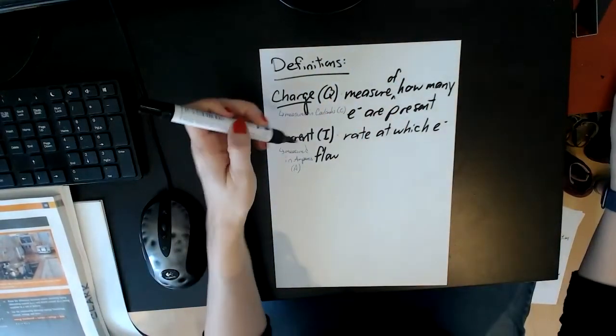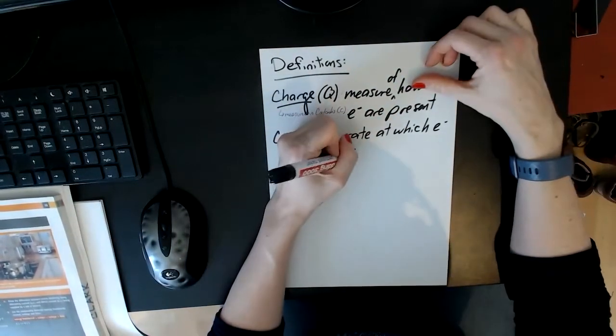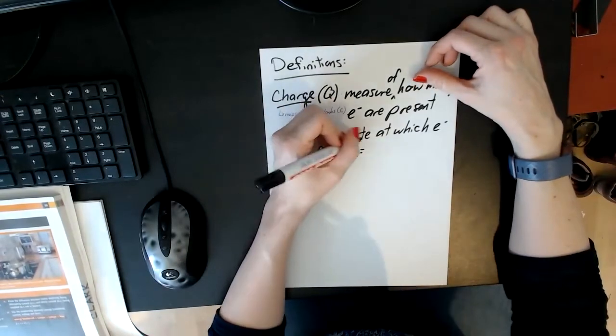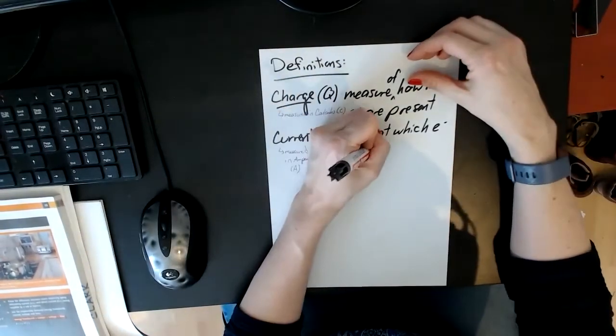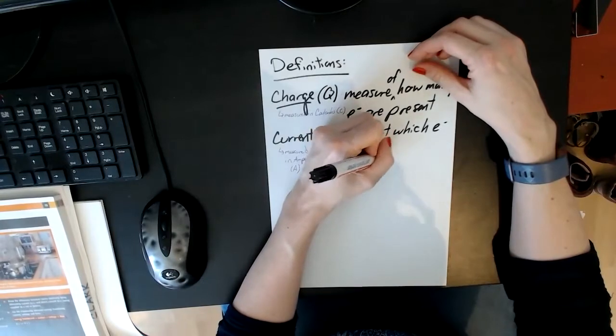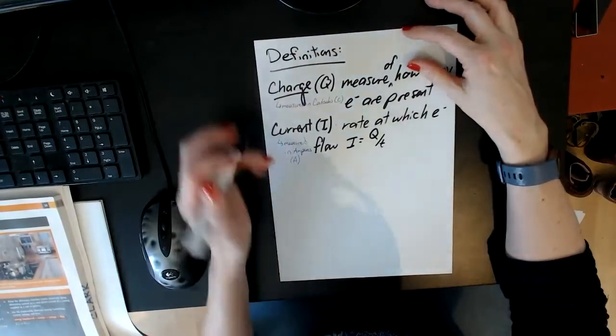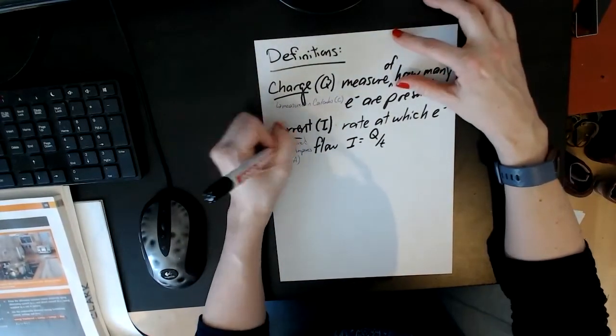And so I've already given the equation for this, but really, if you think about it, because it's the rate, so per unit time, it's basically the charge divided by the time that you have, right? So charge and current.